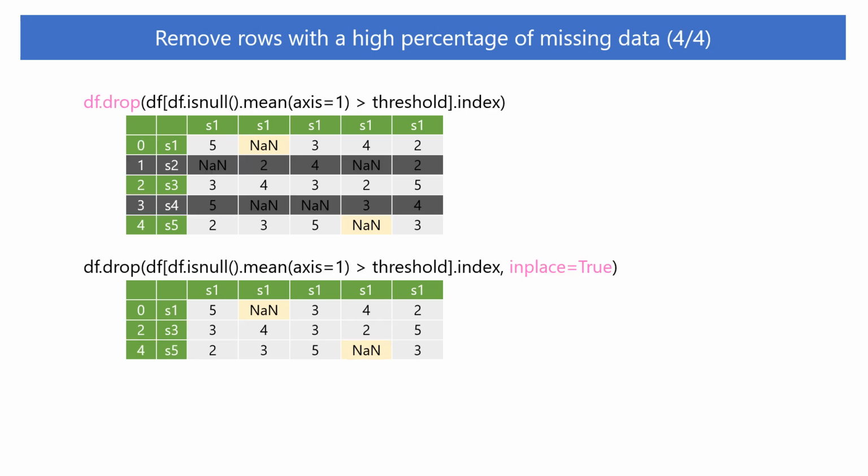Then, use the drop method to delete rows of the identified indexes. Inside the drop, set inplace to true so that we overwrite the data frame to reflect the deletion of the row. We have now deleted the rows with a missing data percentage of 30% or more.